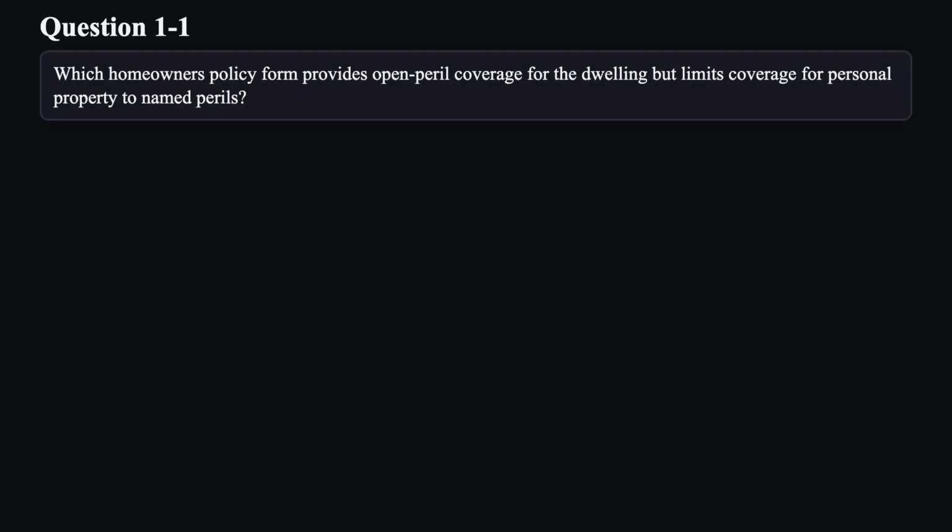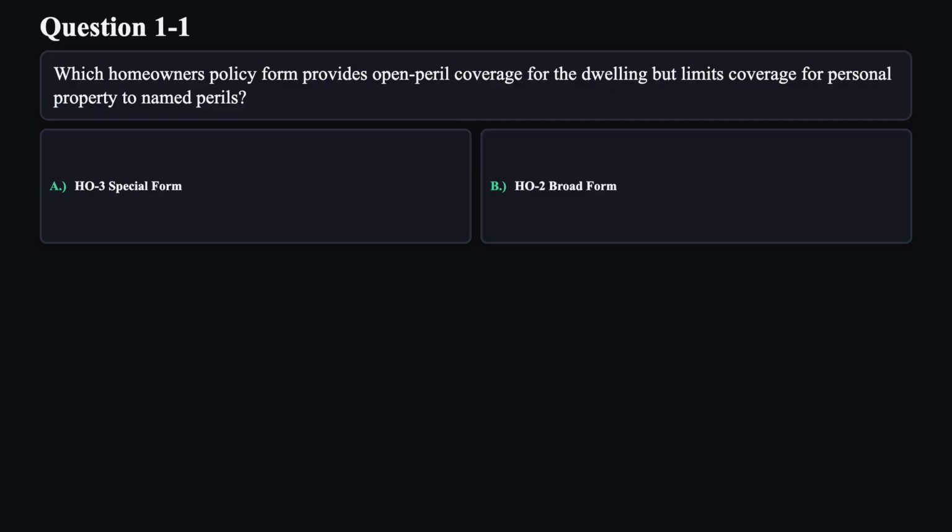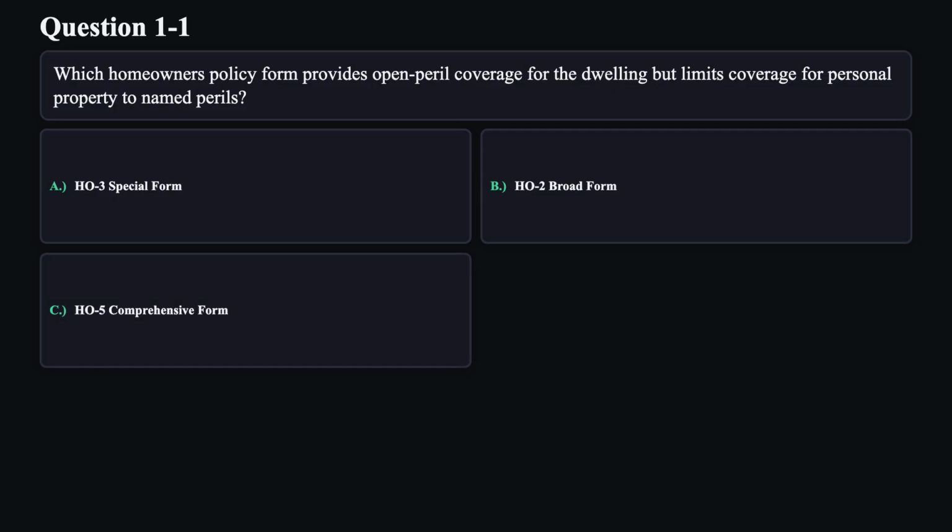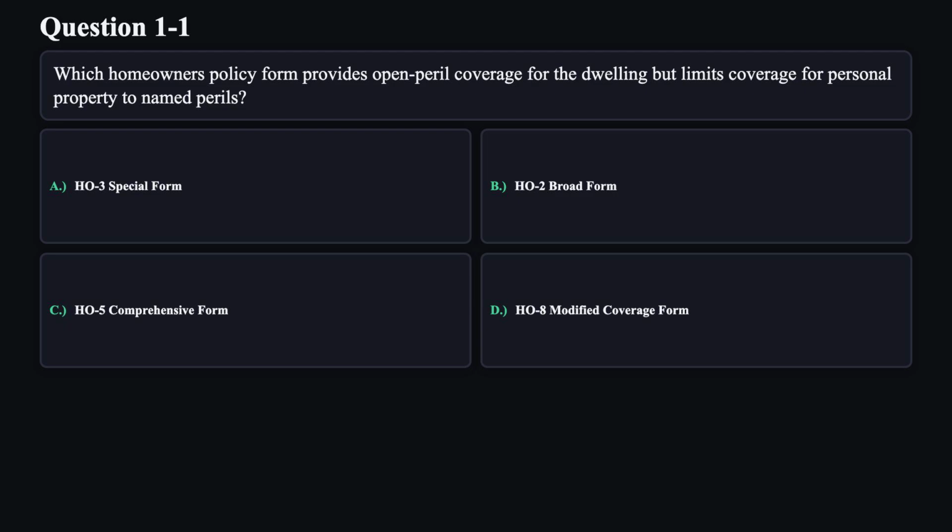Which homeowner's policy form provides open peril coverage for the dwelling, but limits coverage for personal property to named perils? A. HO3 special form. B. HO2 broad form. C. HO5 comprehensive form. D. HO8 modified coverage form.